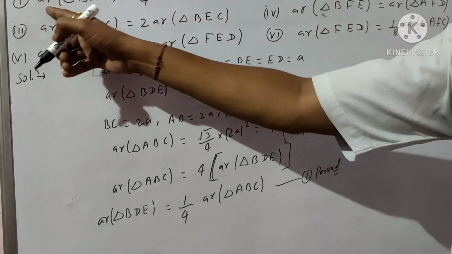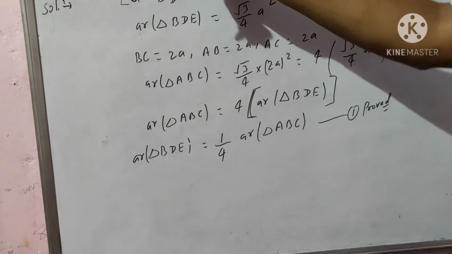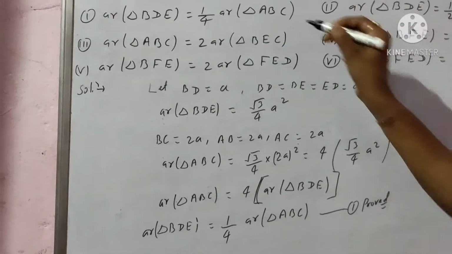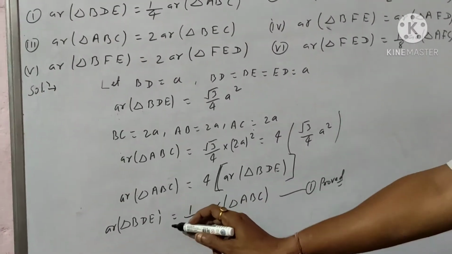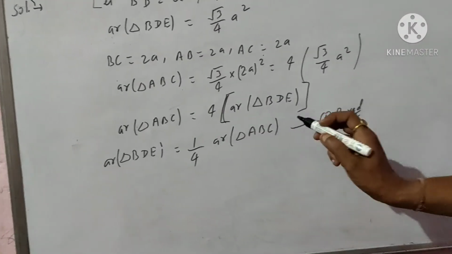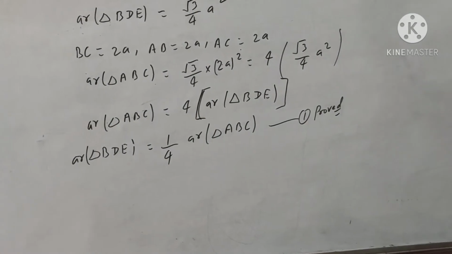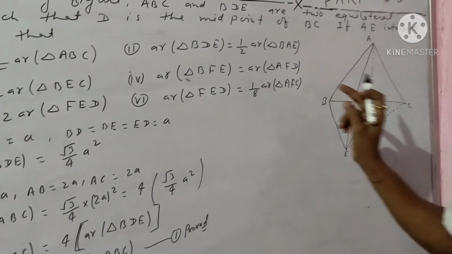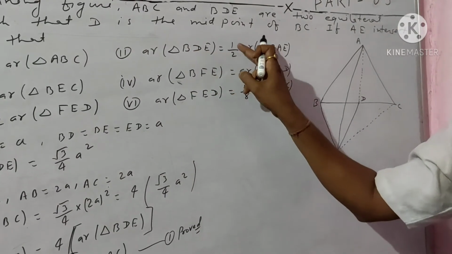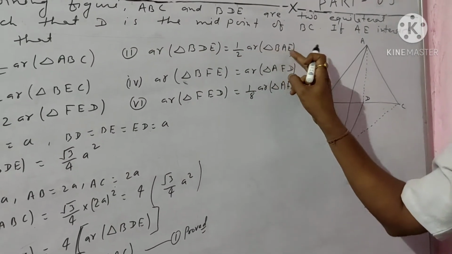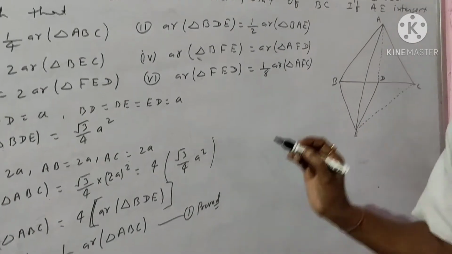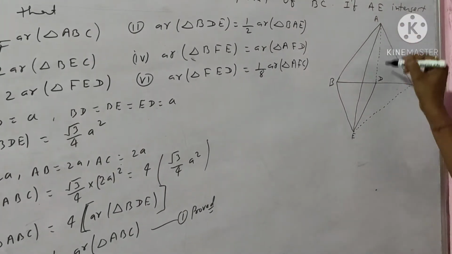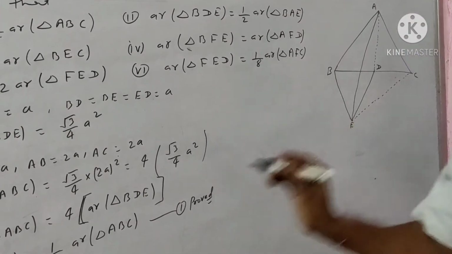Look here, area of triangle BDE is equal to 1 by 4 area of triangle ABC. Here area of triangle BDE is equal to 1 by 2 area of triangle BAE. Okay student, so we can say AD is the median of triangle ABC.